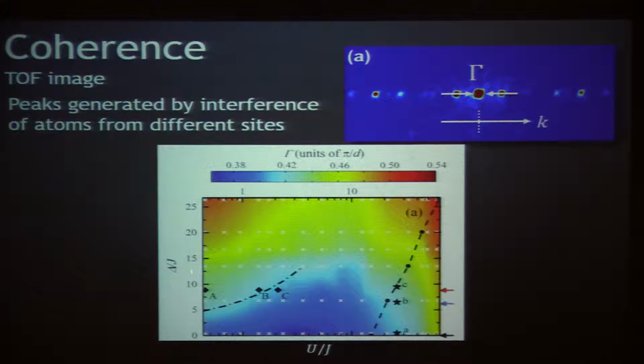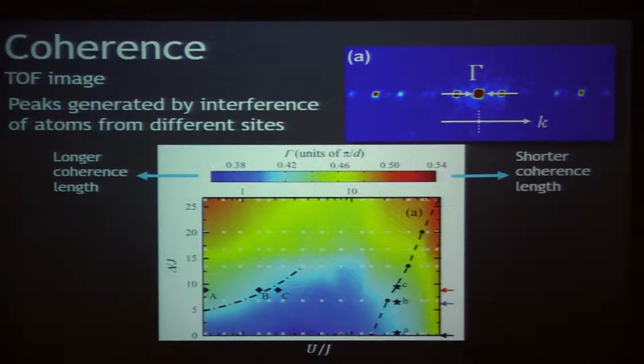In this case, disorder is controlled by the amount of that incommensurate lattice which is present. And here they're measuring the width of the central peak. So often in this direction, where the width is smaller, there's a longer coherence length. And where the width is bigger, there's a shorter coherence length. There's more phase fluctuations from site to site.